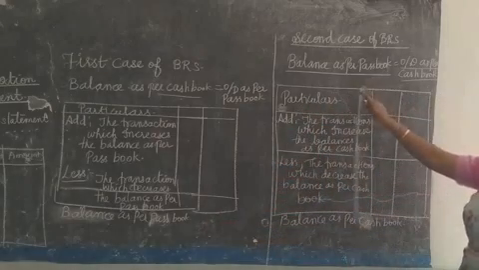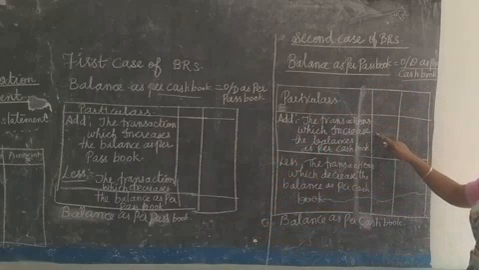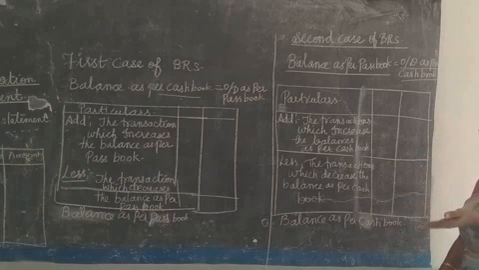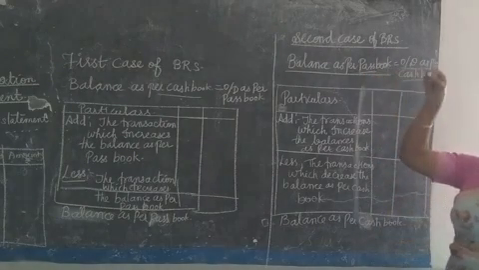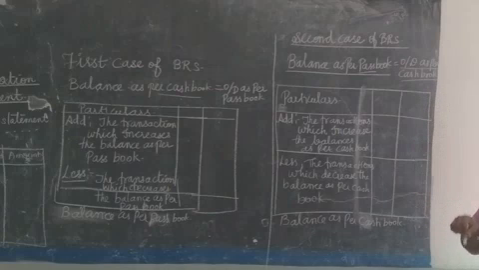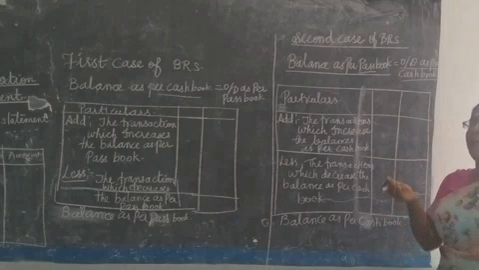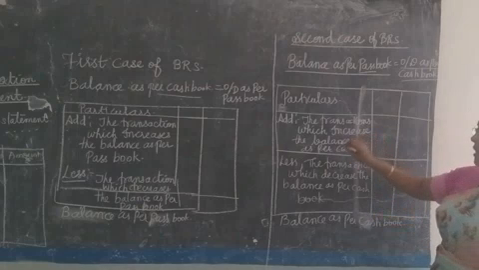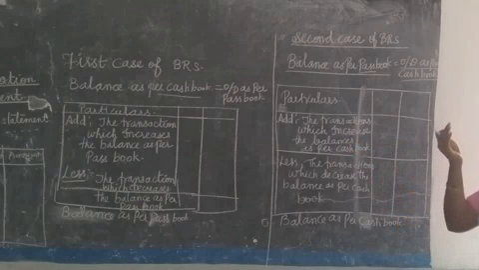Suppose they have given balance as per passbook, what are all the things you want to add? You can add the transactions which increase the balance as per cash book. So they have given the passbook balance. Which balance we have to identify? Cash book. So what we want to do? To bring the cash book equal to the passbook, we have to add all the transactions that increase the balance as per cash book.